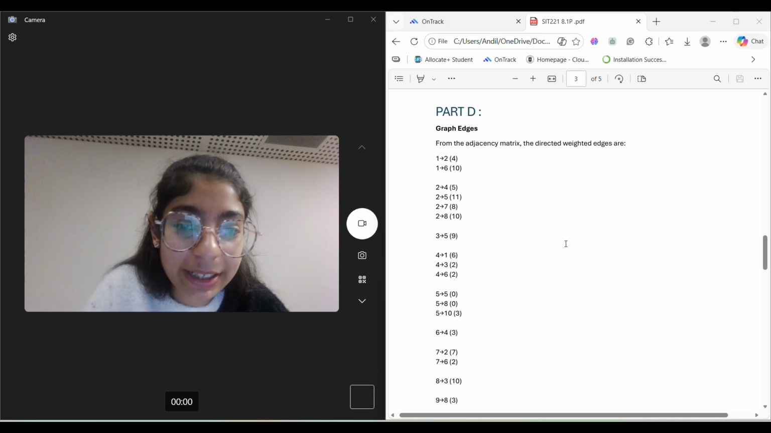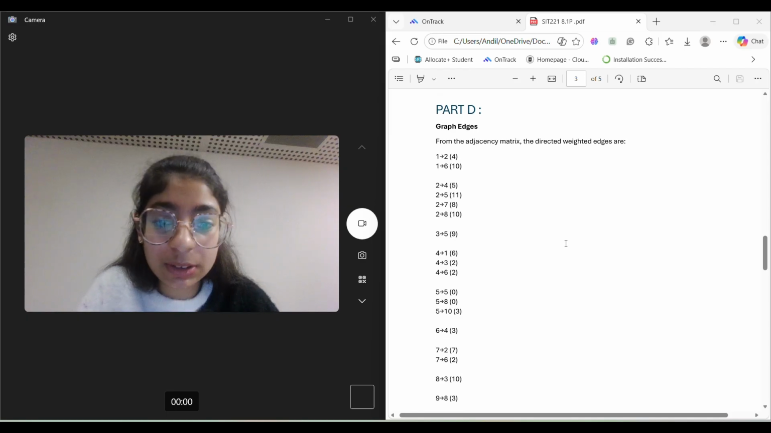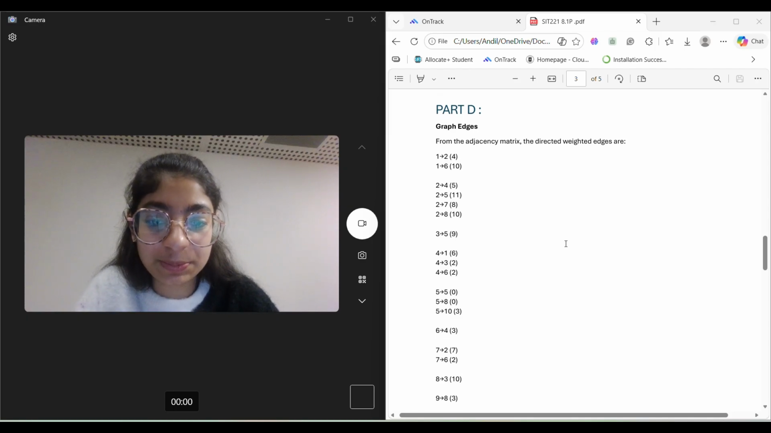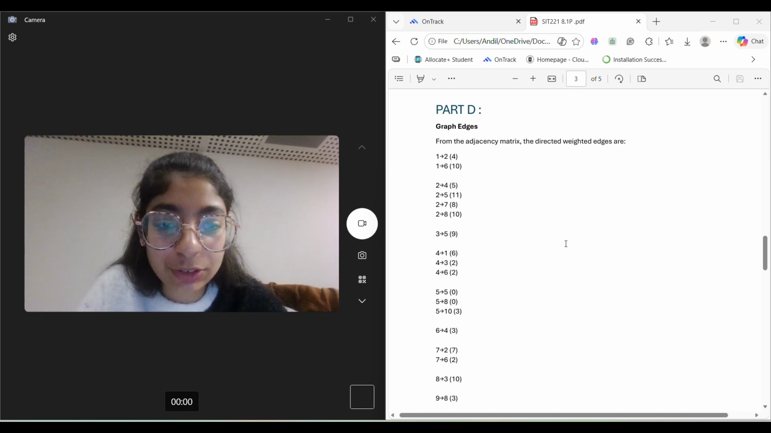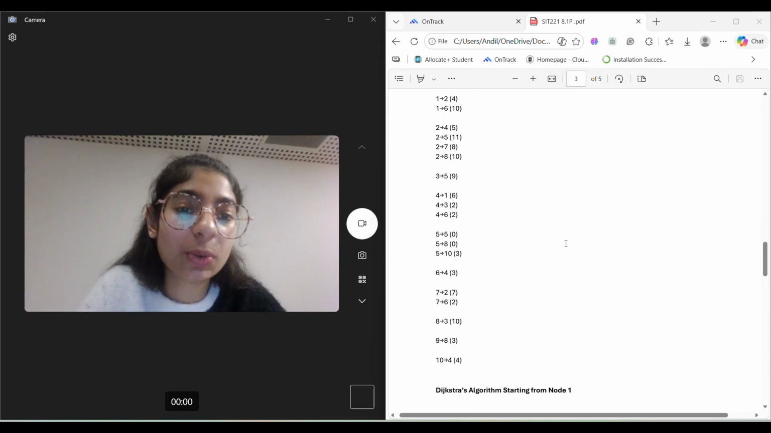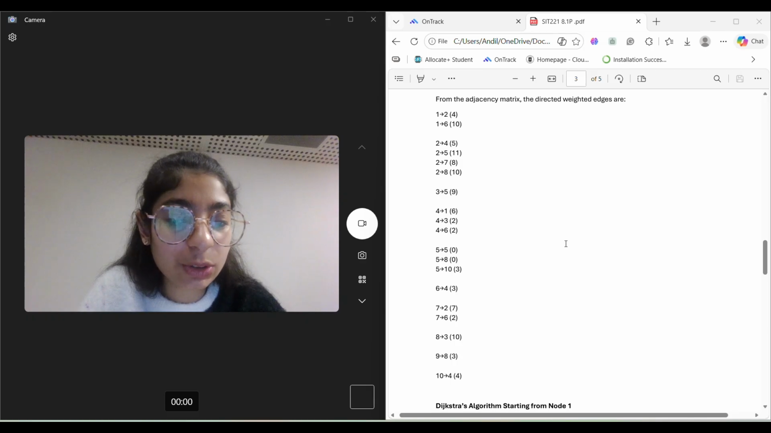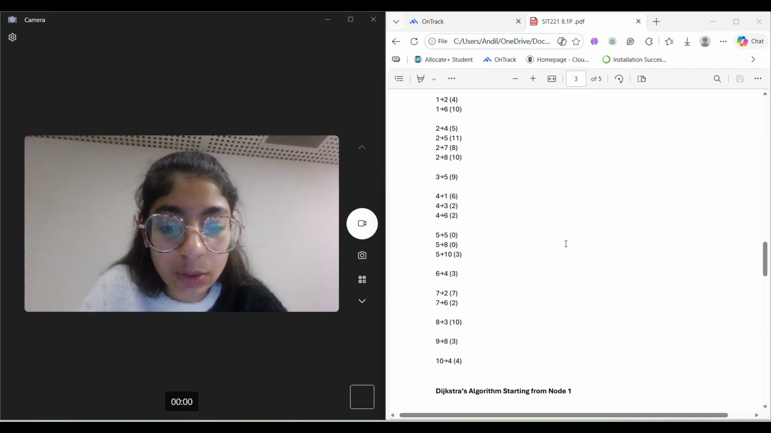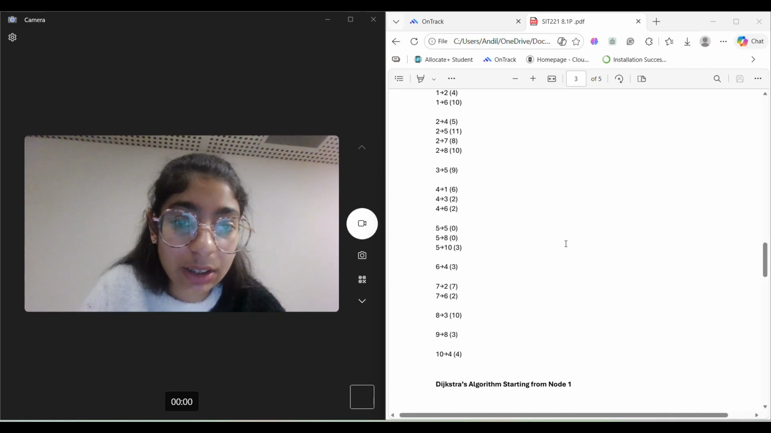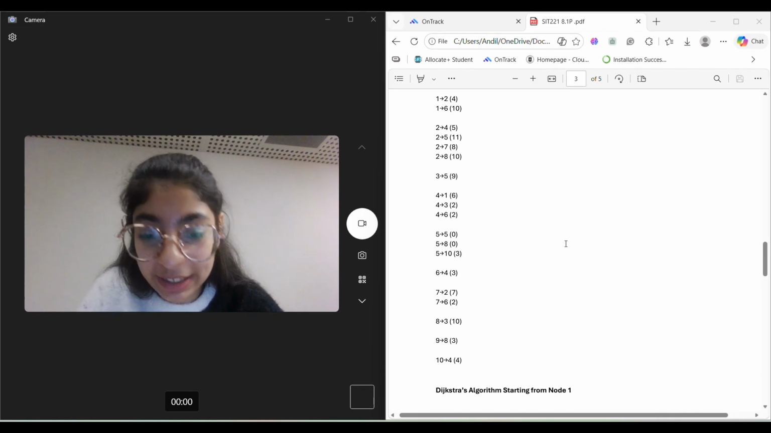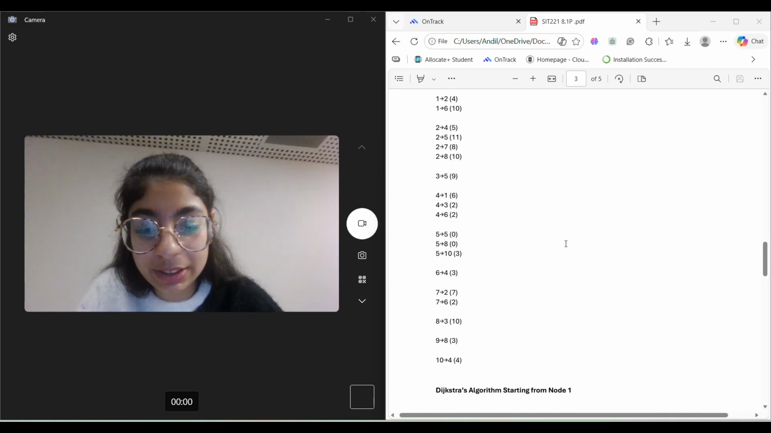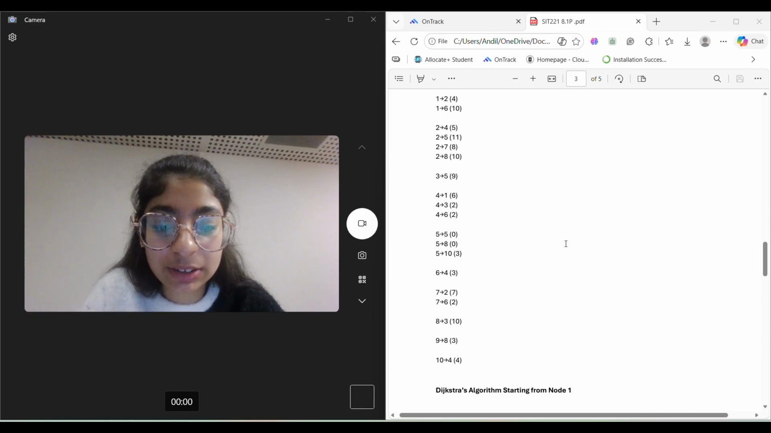Then we go to part D, where we have to run the algorithm. In part D, I have converted the adjacency matrix into a directed weighted graph and applied the algorithm starting from node 1. The directed edges include 1 to 2 with weight 4, 1 to 6 with weight 10, 2 to 4 with weight 5, 2 to 5 with weight 11, and the remaining edges shown in the report.